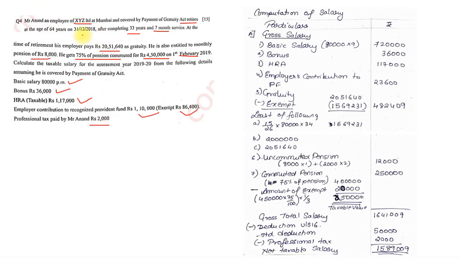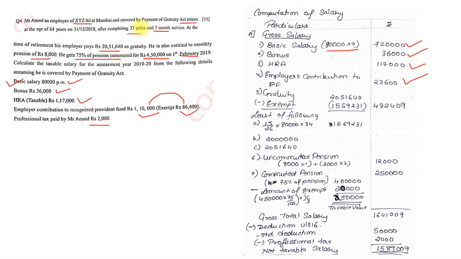First of all, he is retiring in the month of December. So Jan, Feb, March, 3 months are pending. So he has only worked for 9 months and he has retired. Okay. So we start with basic salary or gross salary. Under basic salary, it is 80,000 a month. So 80,000 into 9 comes to 7 lakh 20,000. Bonus 36,000 directly given. HRA 1 lakh 17 directly given. Employer contribution is 1 lakh 10,000 minus 86,400, which comes to 23,600. That's the basic data which is given.